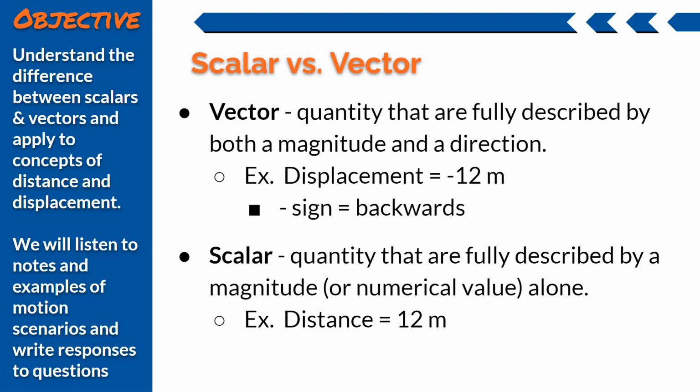So if you didn't write down those definitions, there they are. Again, vectors are quantities fully described by both a magnitude and a direction. An example would be saying that you have a displacement of negative 12. In this case, the negative sign means backwards.